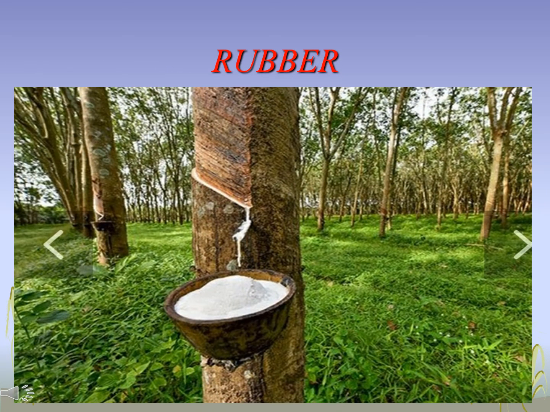The next cash crop is rubber. Rubber is mainly grown in Kerala, Tamil Nadu, Karnataka and Andaman and Nicobar Islands. Students, India ranks 5th position among the world's natural rubber producers.